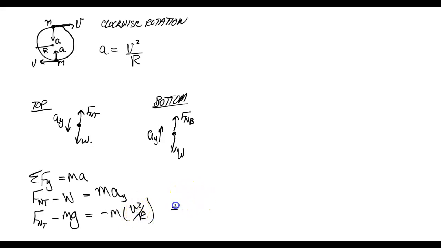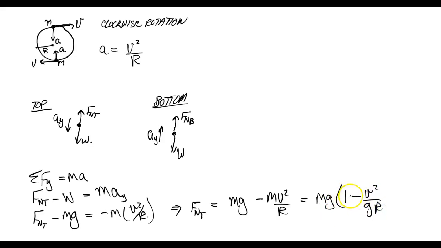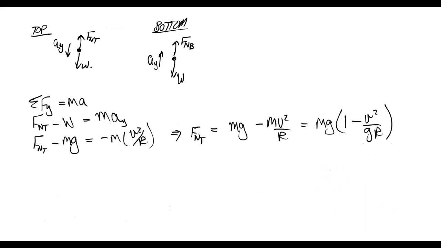And this means that the normal force on the top is going to equal, if I move the mg over, mg minus mv squared over r. There's a trick in math where if we take an mg out, we get 1 minus v squared over gr. That will give us the same simplified version of the normal force on the top.